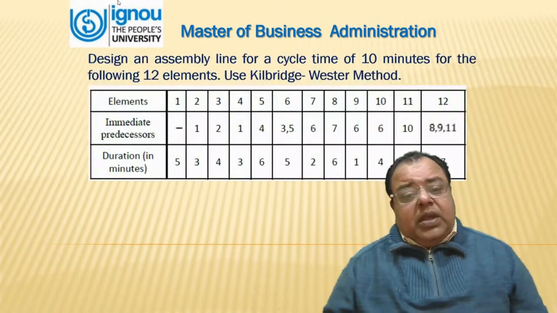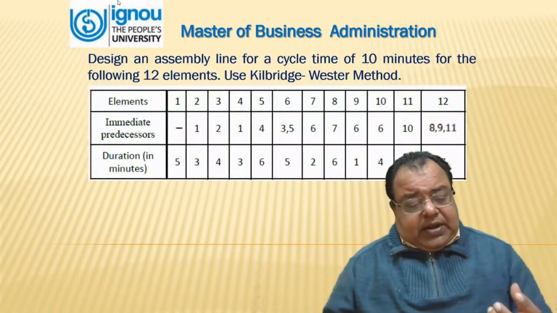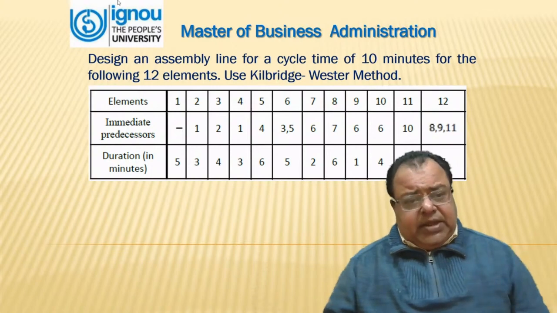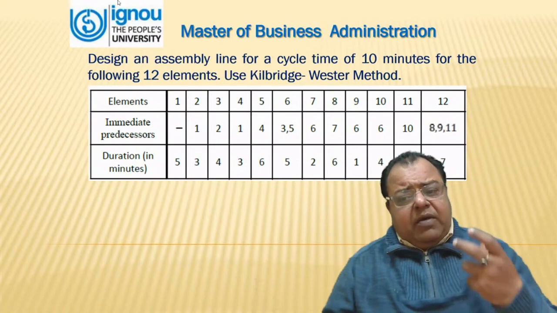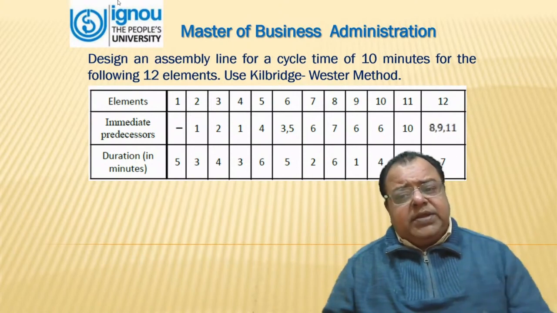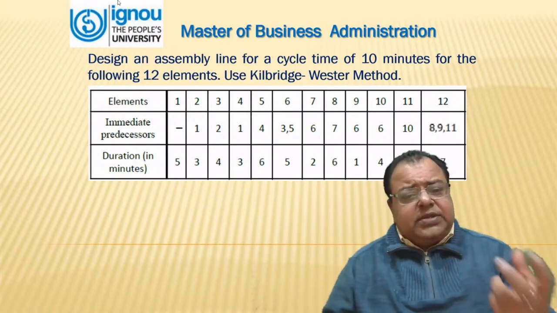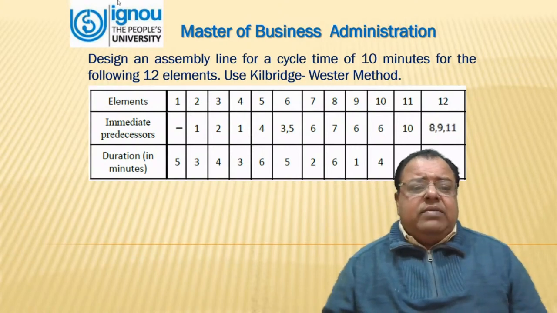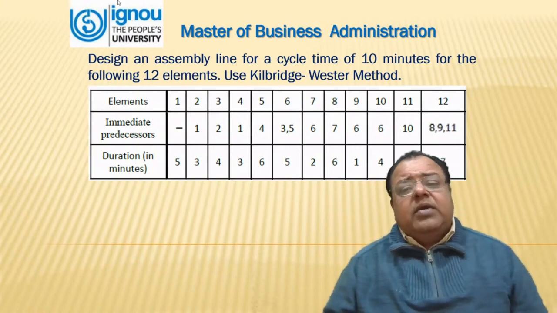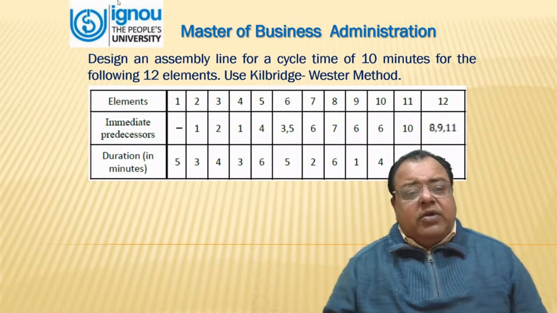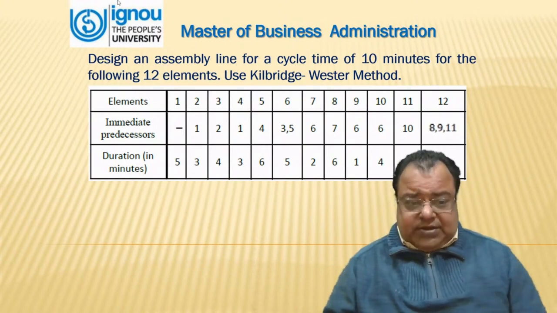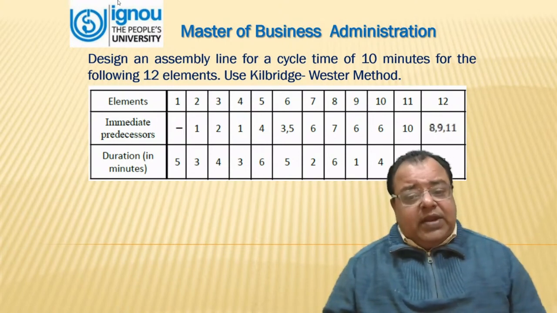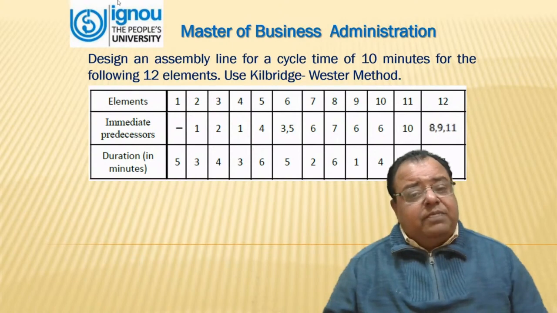Now, we will discuss this method, and we will find out which is the best possible combination to perform these activities. We have to design an assembly line for a cycle time of 10 minutes for the following 12 elements, and we have to use the Kilbridge and Webster method. This data is given to us. First of all, we will convert this diagram into a precedence diagram.